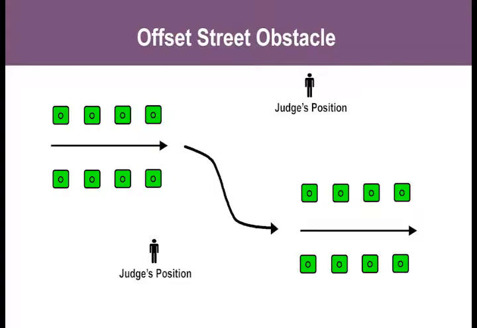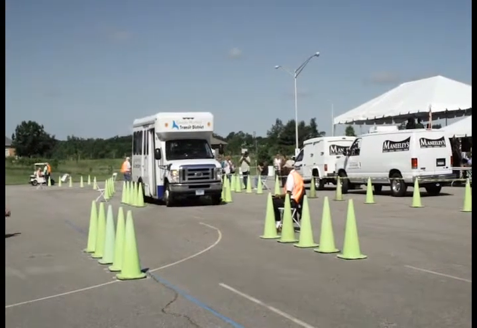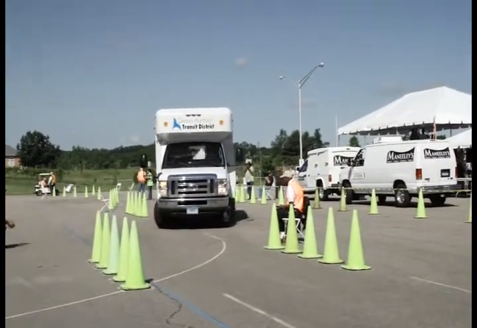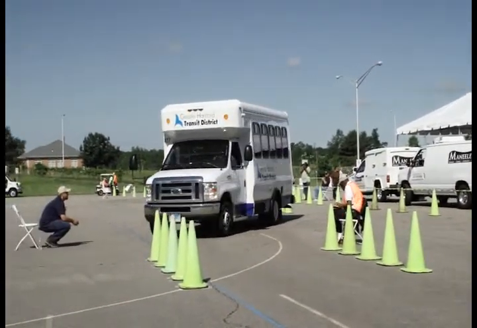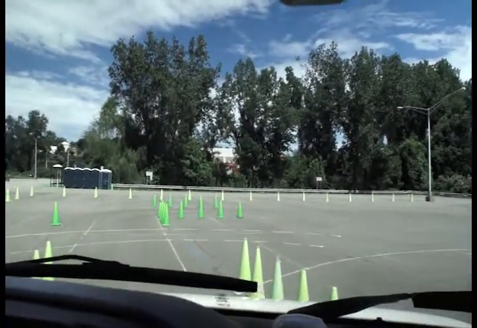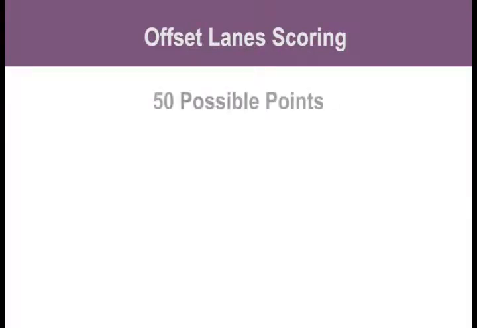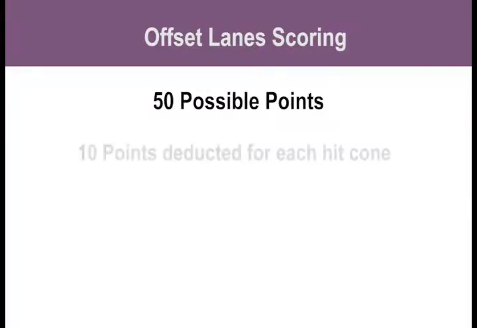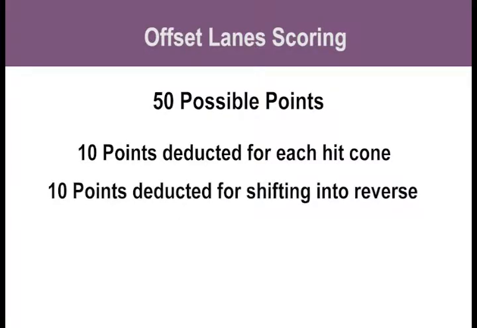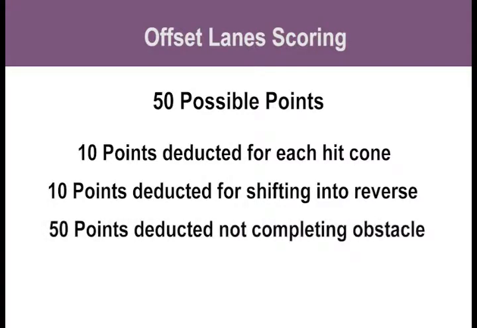2 judges are required for this obstacle, with each judge located on either side of the vehicle. As with the Serpentine, judges record the number of cones the contestant touches and the number of times the contestant shifts into reverse. The contestant can achieve 50 possible points with this obstacle. 10 points are deducted for each cone that is hit, and 10 points are deducted for each shifting in reverse. If the contestant does not complete the obstacle as designed, 50 points are deducted from the contestant's score.